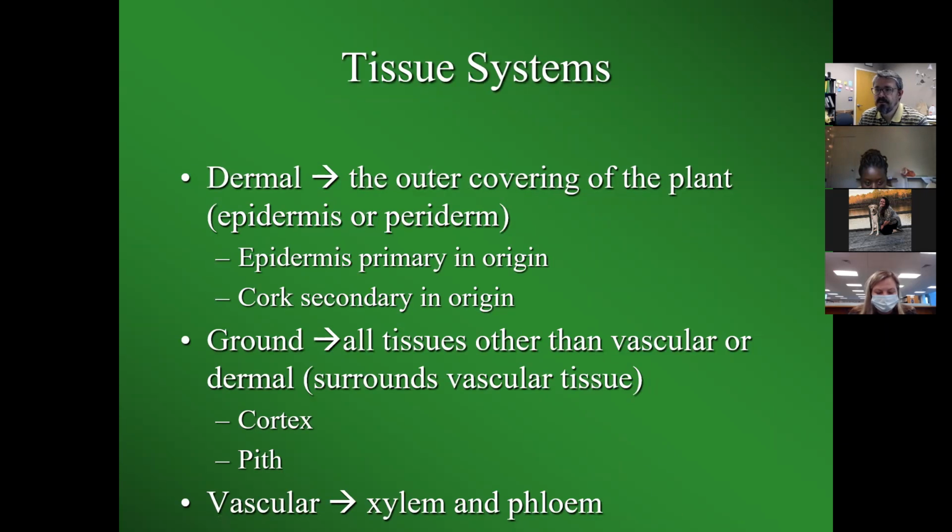Okay, now remember tissue systems. We've got the dermal, the ground, and vascular tissue systems. Keep these things in mind because they're going to come into play as we move on from here. The dermal is the outer covering, so it's what makes your epidermis or your periderm. You'll also see the endodermis in the root. Epidermis is primary in origin. Cork, which is produced in the outer part of the trunk for trees, starting to help with making bark, is secondary in origin.